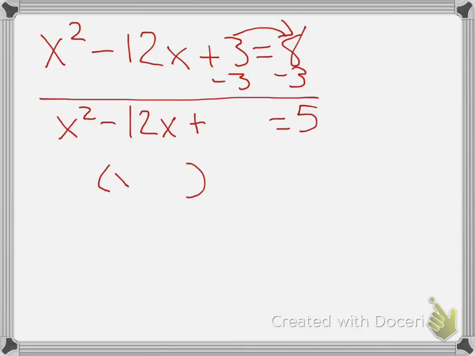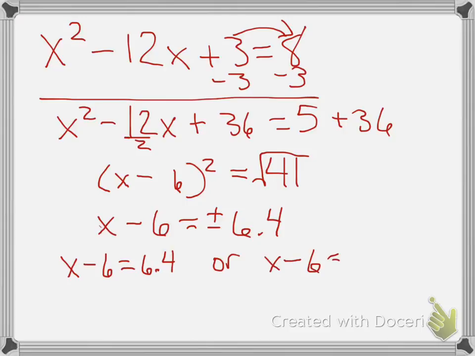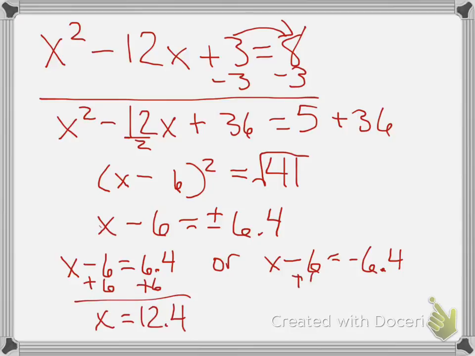So now I've got this. What's half of 12? 6. Minus 6, notice. And then I'm going to square that, 36. Add 36 to 5, I get 41. Take the square root, and again, just get the decimal answer, plus or minus 6.4. So when I take the square root of this, I get an approximate answer of 6.4. Now I'm going to add 6 to both sides and see what happens. Notice it was positive and negative. So you get 12.4 and negative 0.4.